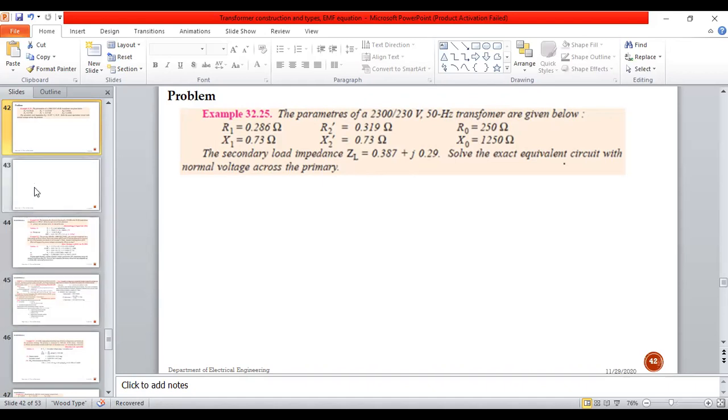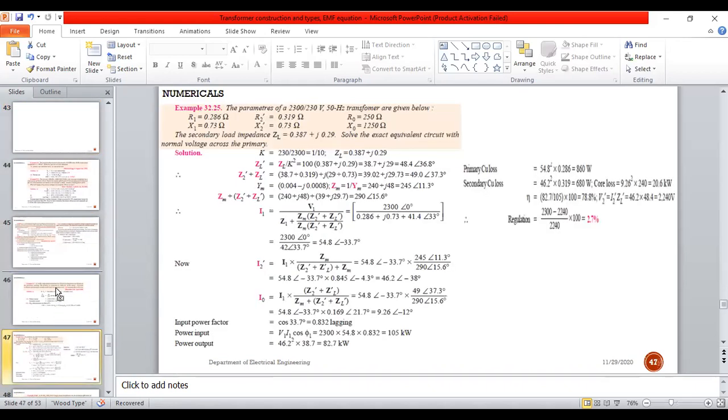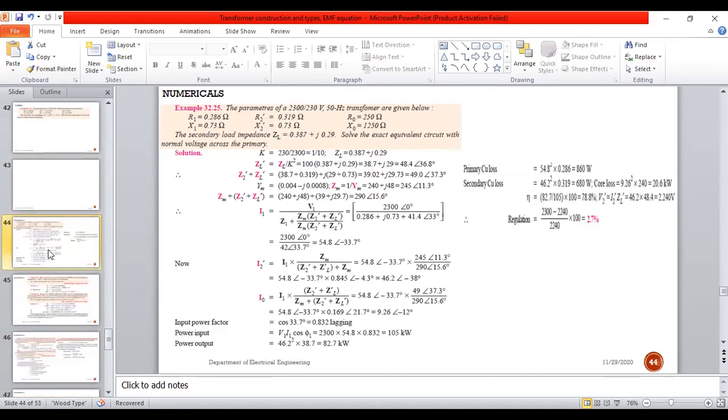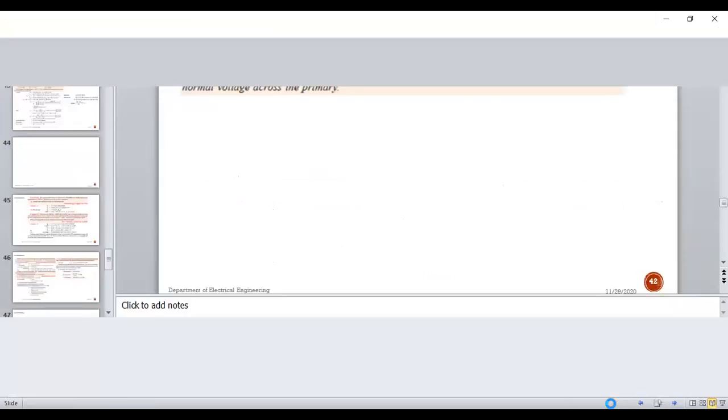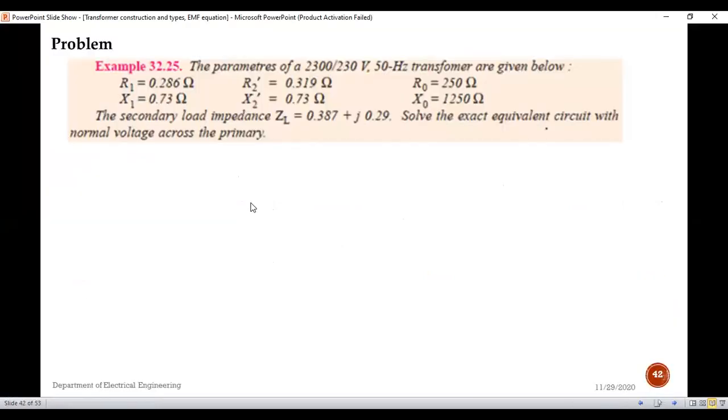Done? Done writing? Yes, sir. Okay. See, in the solution, first of all write down the given data. First write down the given data in the solution.